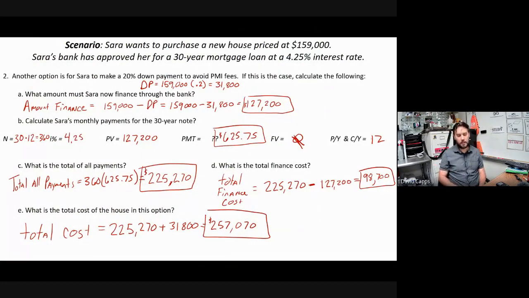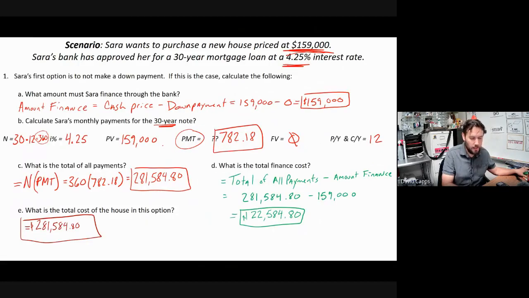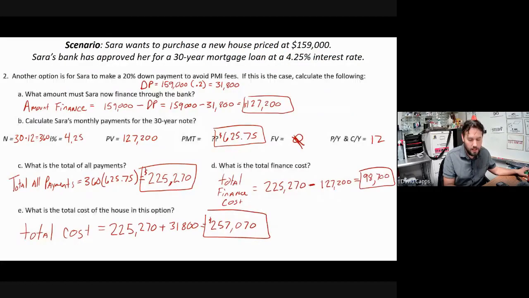So now you can compare and contrast what it's like when you make a down payment or don't. If you don't make the down payment, like in the first example, she paid $281,000 for that house. If you do make a down payment, now the price of the house has dropped $30,000, a little less than that, but approximately that much.